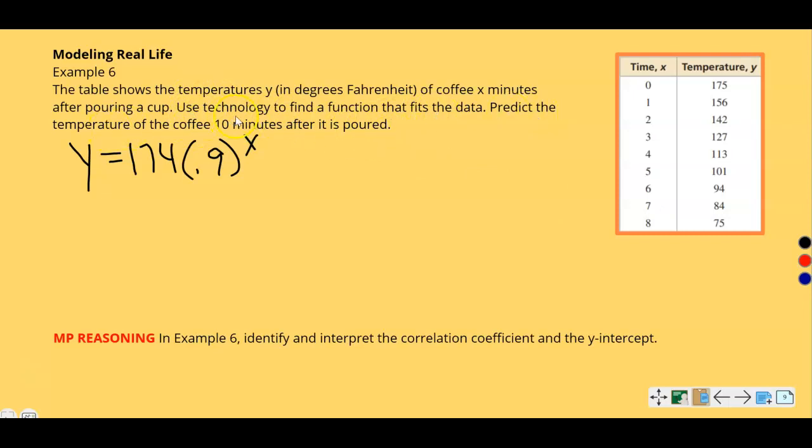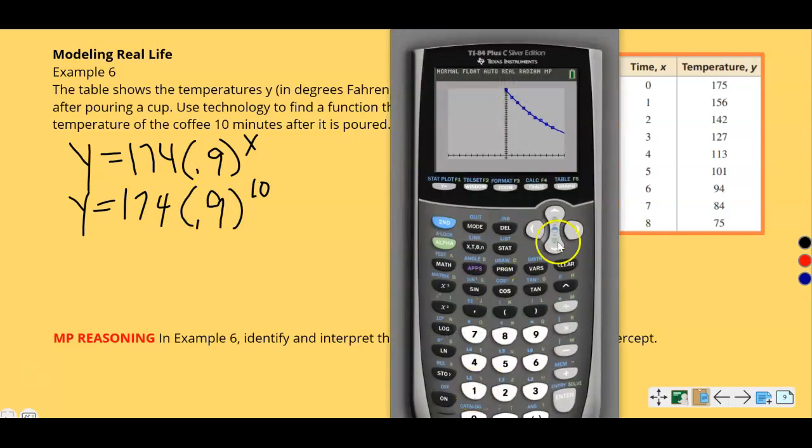Now we need to predict the temperature of the coffee 10 minutes after it is poured. So time is your x value. So we want to know what this is raised to the 10th power. So y equals 174 times 0.9 to the 10th power. So again, we can use technology. We can just type this in, 174 times 0.9 raised to the 10th power.